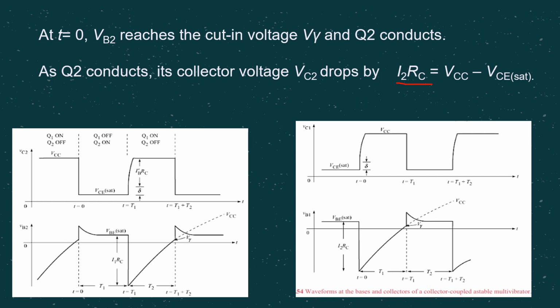And if you apply KVL in the output loop, I2 RC is given by VCC minus VCE SAT. So VCC minus VCE SAT. This decreases by this much.